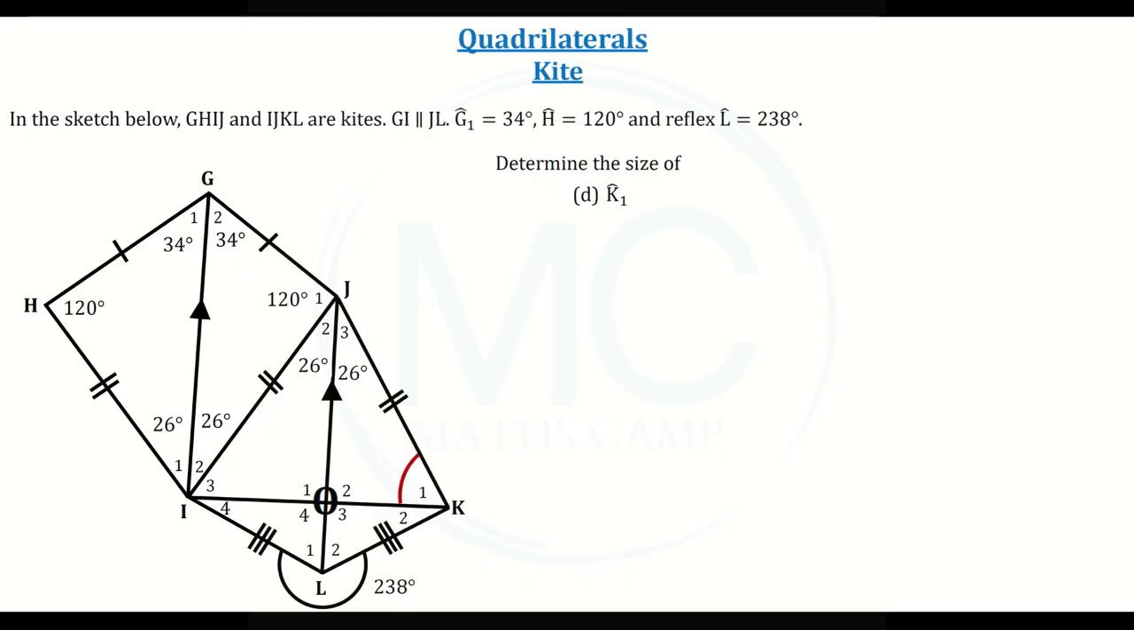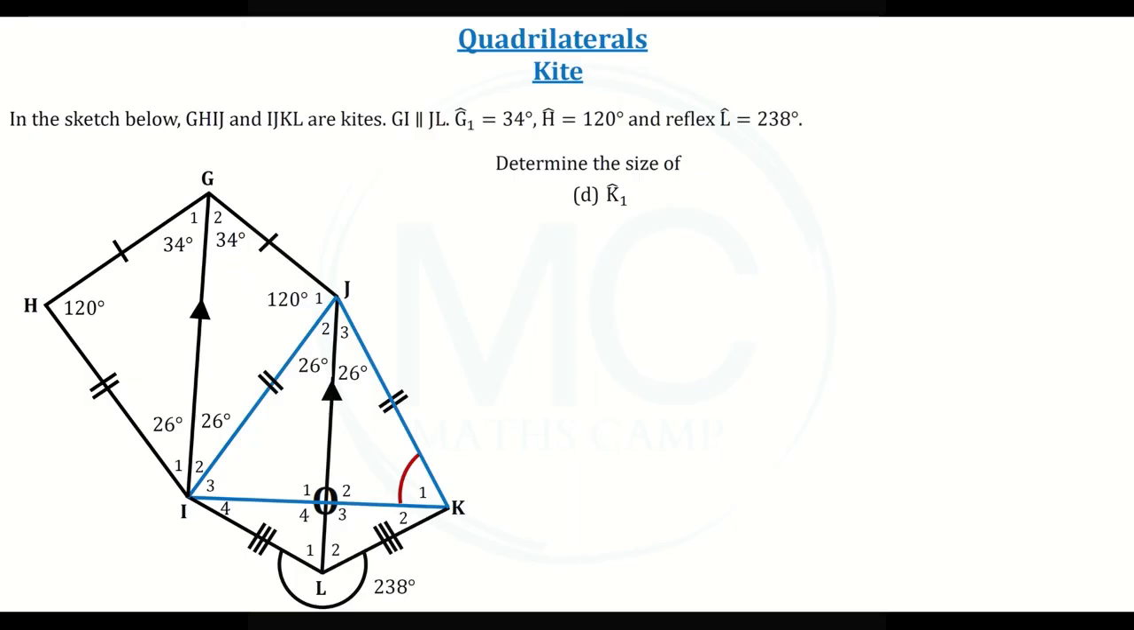Straight away, we can see that JI is the same length as JK. So angle K1 sits in triangle IJK. So let's make this triangle blue. We have the size of angle J. So let's see if we can use the interior angles of a triangle to find the size of angle K1.